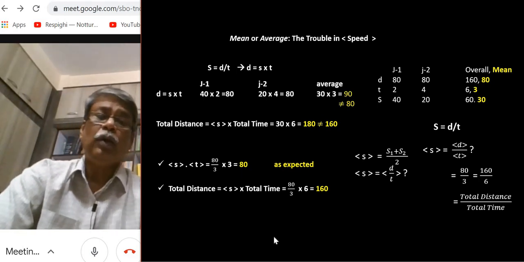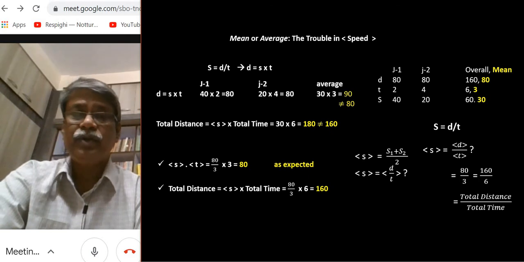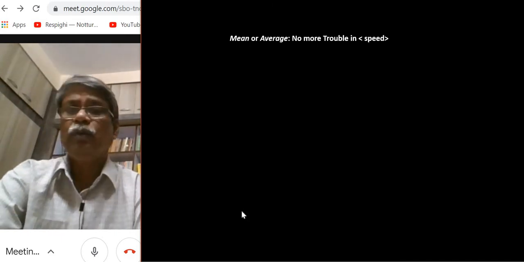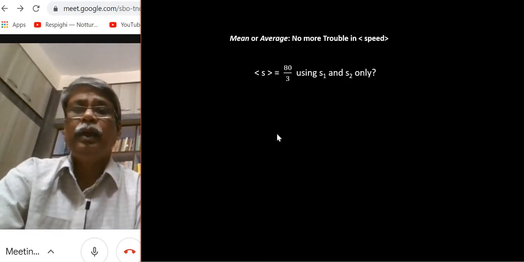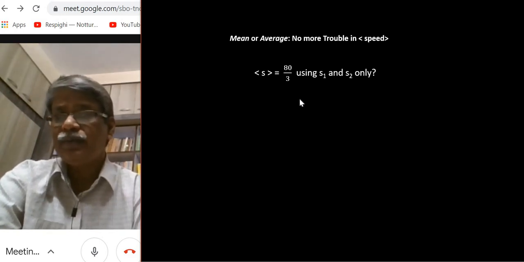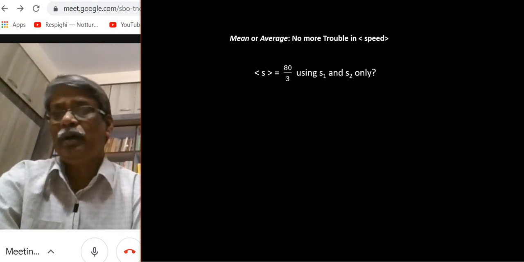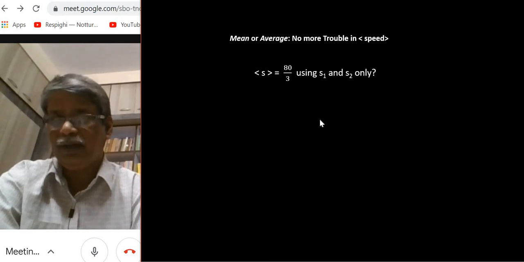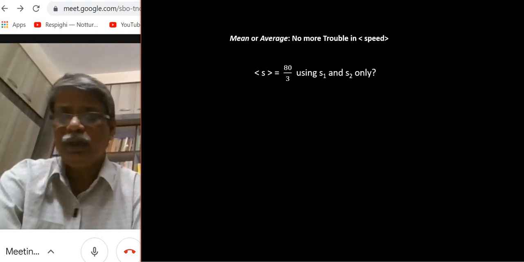So we are talking about some new averaging. It is not just the arithmetic mean, A plus B by 2. Well, so no more trouble in our speed calculation. Let us review that S average is 80 by 3, but that we have calculated using the distance and time data, right? But we have separately the S values, S1 and S2. Suppose let us call S1 as A and S2 as B. So it is clear that S average is not A plus B by 2. Then what is it? 80 by 3 is the clear answer.